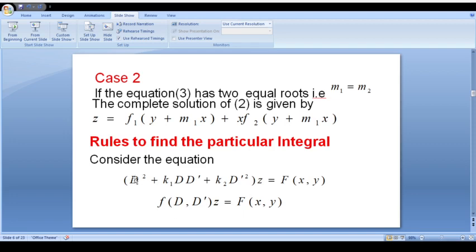Okay, next we find rules to find the particular integral. To find the particular integral, we write the given equation as (D squared + k1 D D' + k2 D' squared) z = f(x, y). Now this can be written as f(D, D') z = f(x, y).